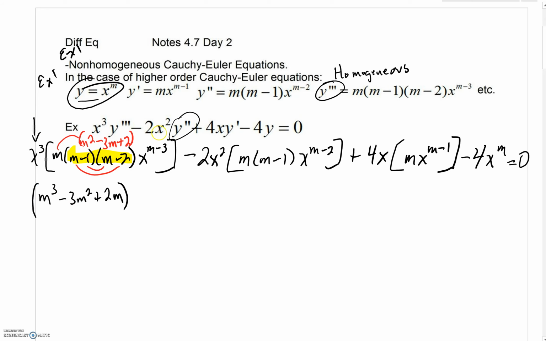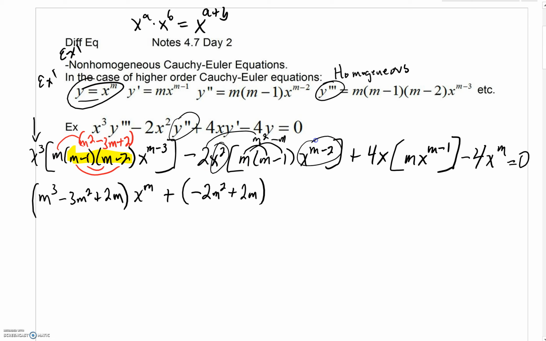But then when we combine our x's, remember if we had x to the a times x to the b, you add those powers. And this is what you see every time with these Cauchy-Euler differential equations. The 3 and the negative 3 just cancel out. You're going to see every term here is going to have an x to the m. Likewise, as we come over here, as we distribute m times m minus 1, we get m squared minus m. We can distribute that negative 2 in there, and as we do, we'd get a negative 2m squared. A negative times a negative is a positive. That would be a plus 2m. But x squared times x to the m minus 2, add those up, and once again, you'll have an x to the m.